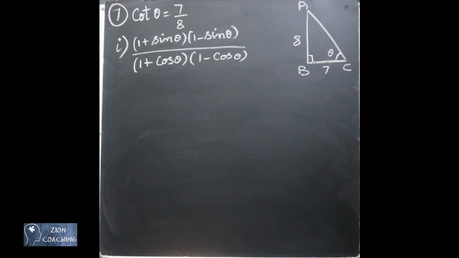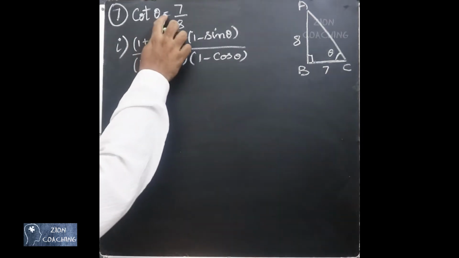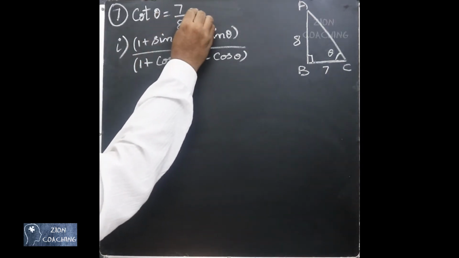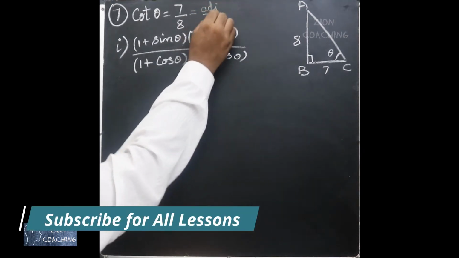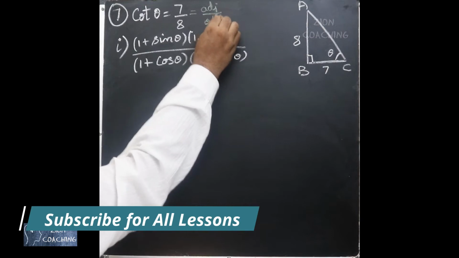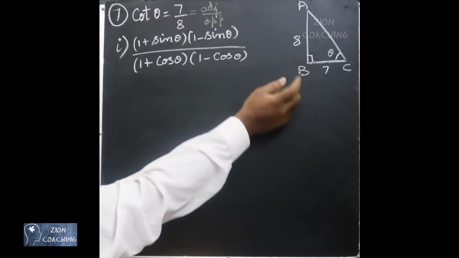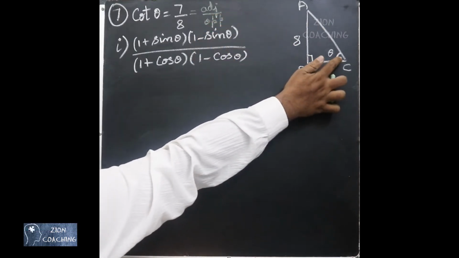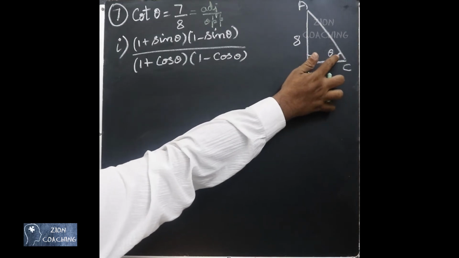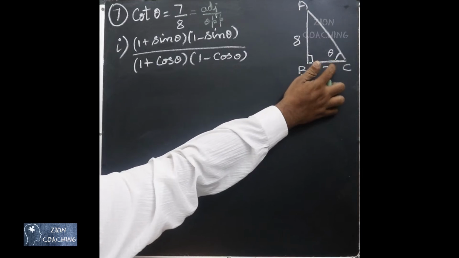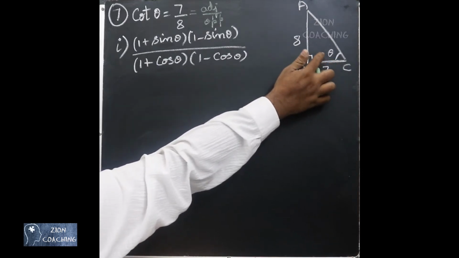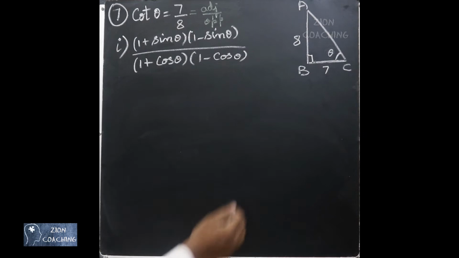Question number 7. They have given cot theta is equal to 7 by 8. Now you know that cot theta, this is inverse of tan, is nothing but adjacent side by opposite side. That is what I have shown in the diagram there. When you are considering this angle to be theta, the adjacent side, that is the side lying next to that angle, is 7 and the opposite side is going to be 8.